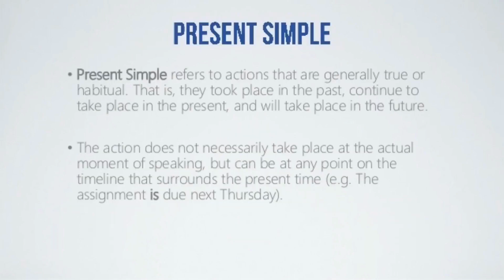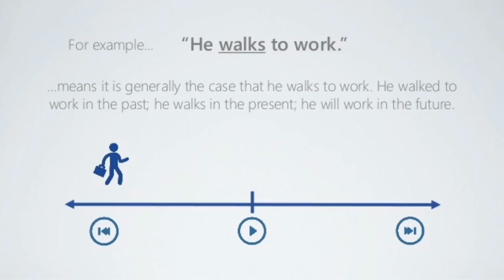Now, if we talk about the present simple tense, present simple tense basically refers to actions that are generally true or habitual. The action does not necessarily take place at the actual moment of speaking. Now, let's see an example. He walks to work. Means it is generally the case that he walks to work. Means he daily goes to work. He walked to work in the past, he walks in the present, and he will go in the future too.